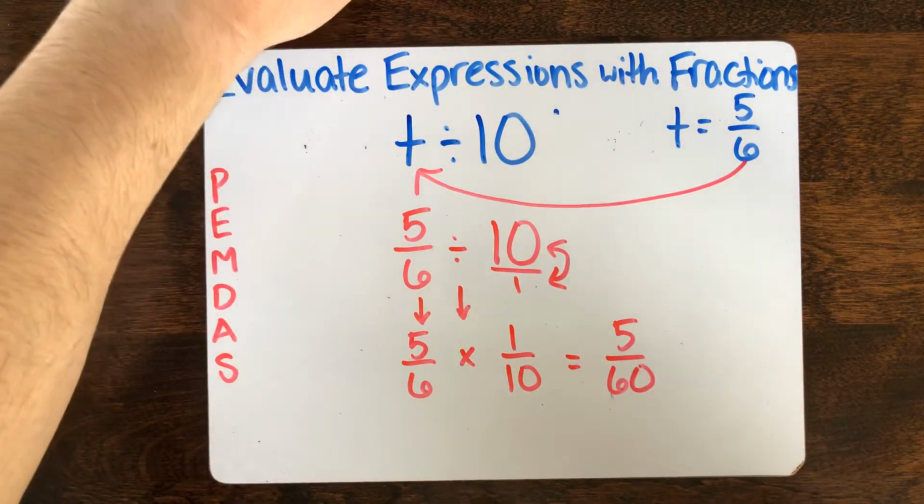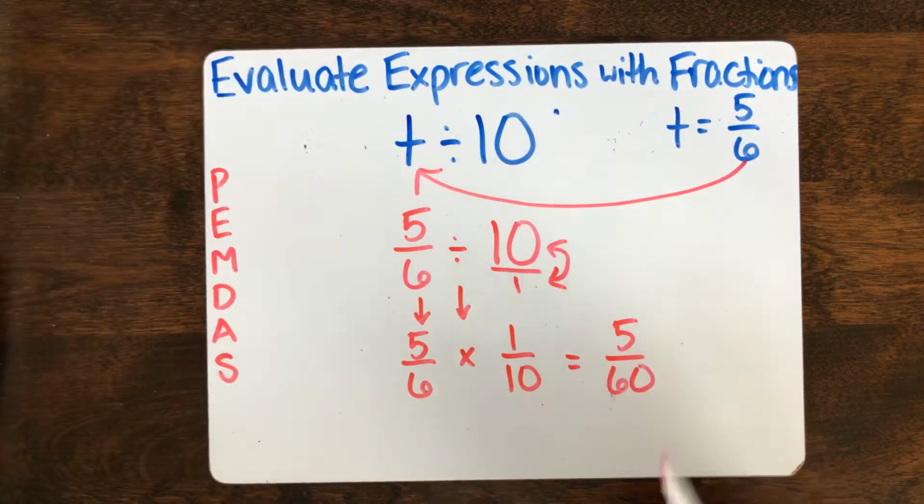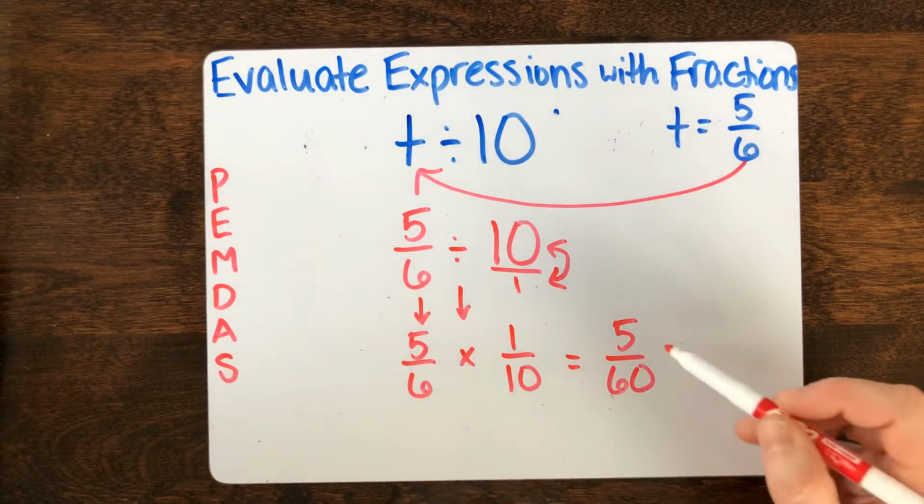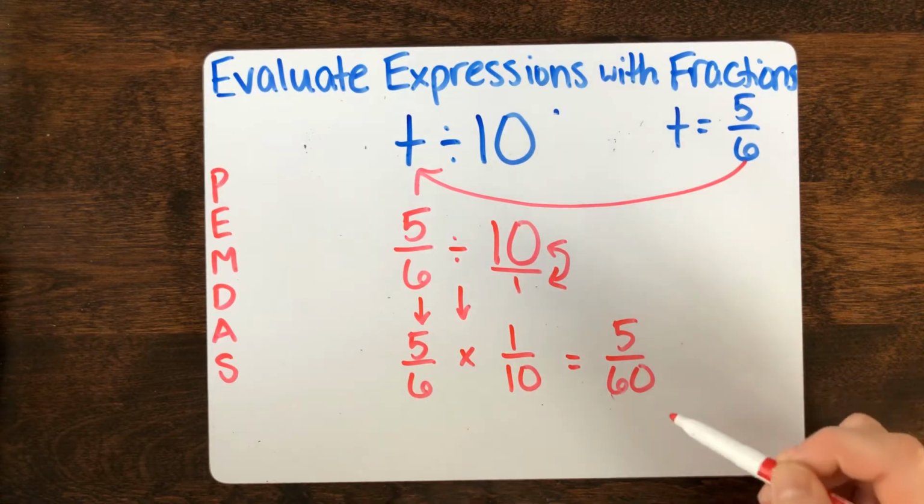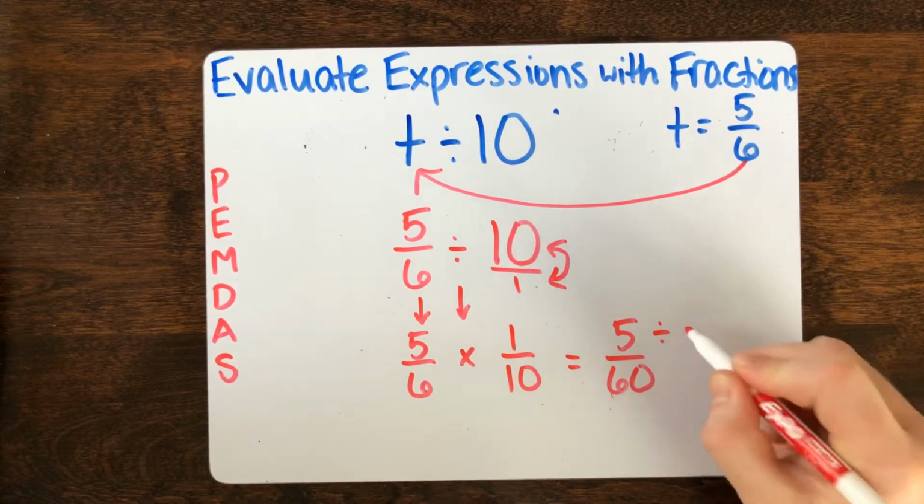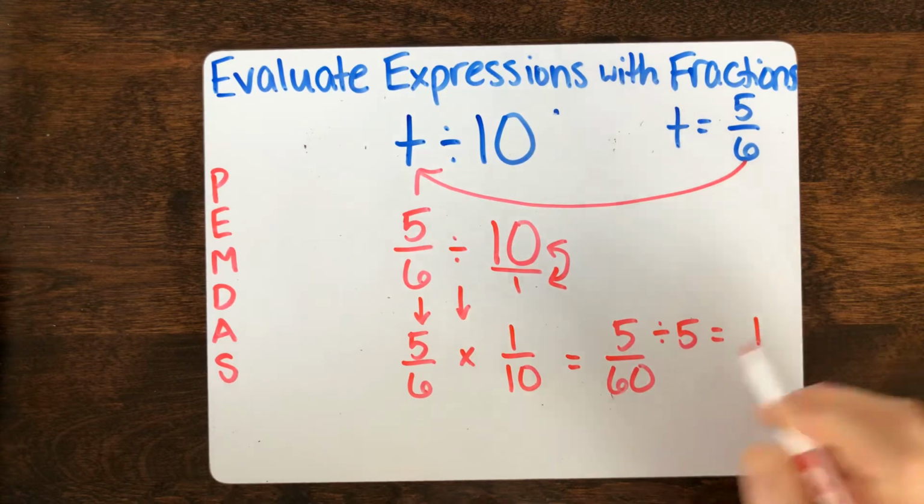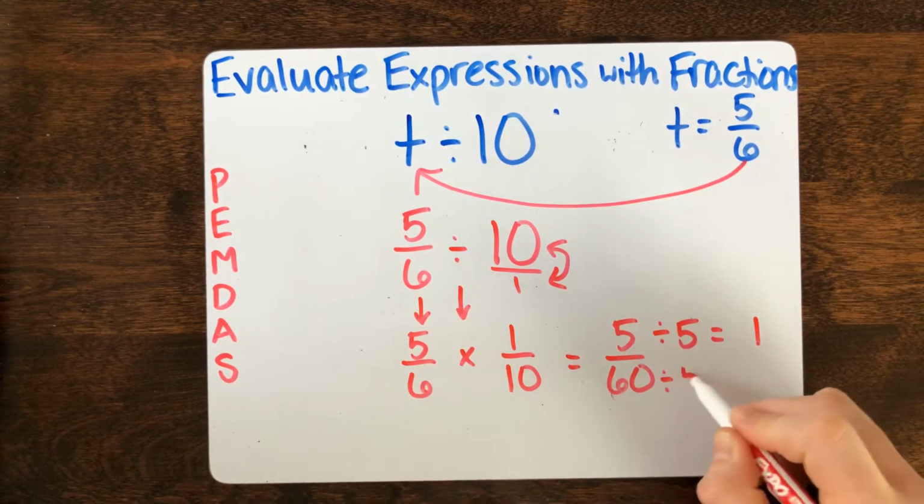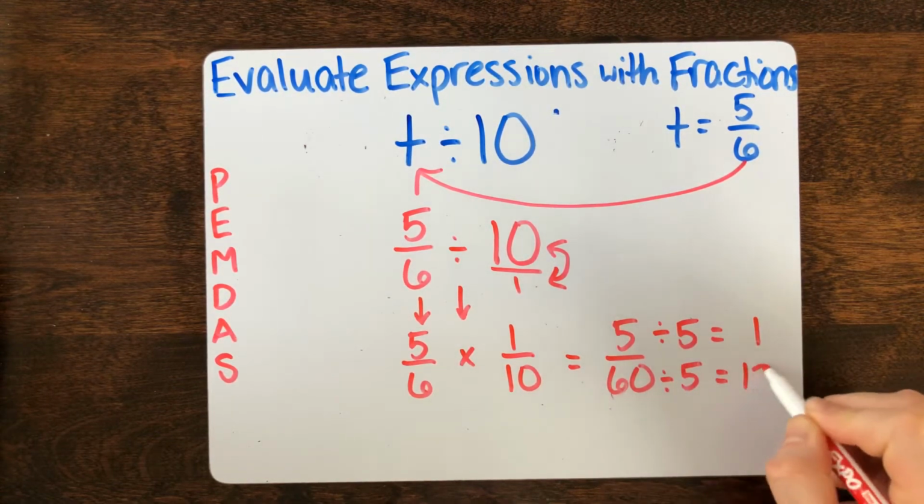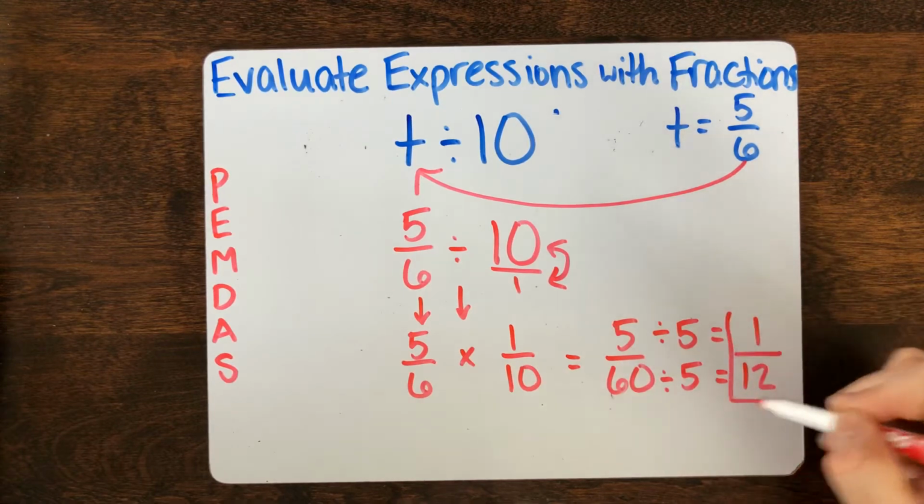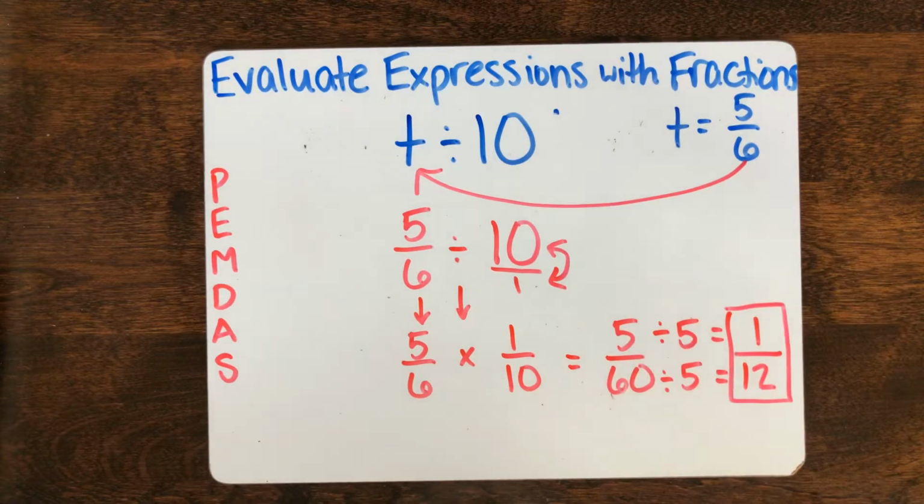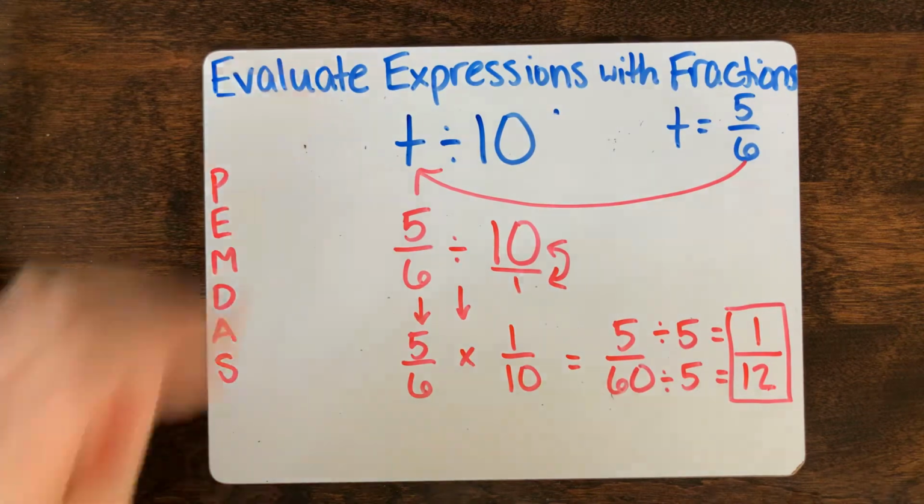So now we multiply straight across, and we get 5/60ths. But I know I can simplify this, because 5 can go into both of these numbers. 5 divided by 5 is 1. 60 divided by 5 is 12. So it's really important to know your basic facts, boys and girls, because I could do that in my head easily, because I knew that 5 goes into 60 12 times. So your answer for that one is 1/12.